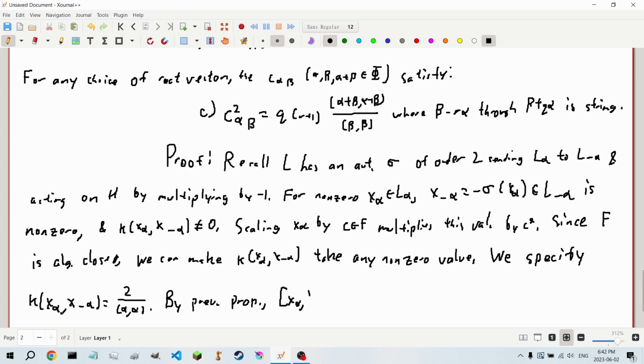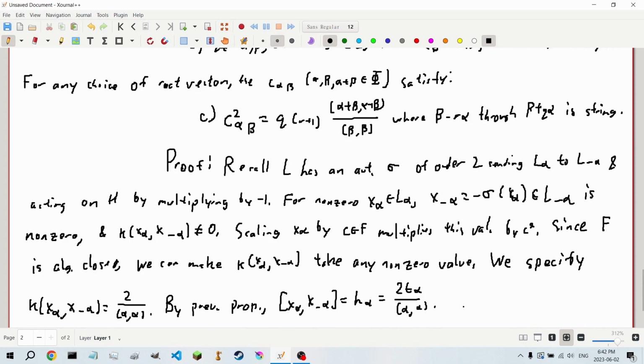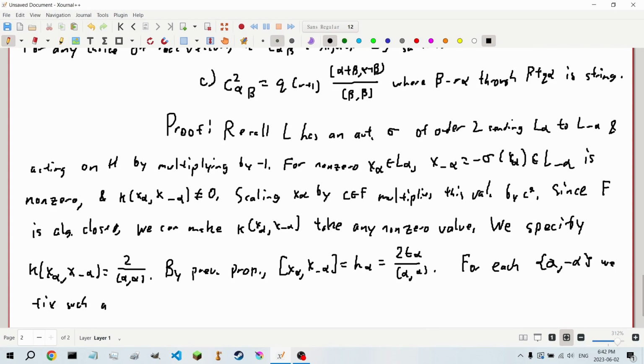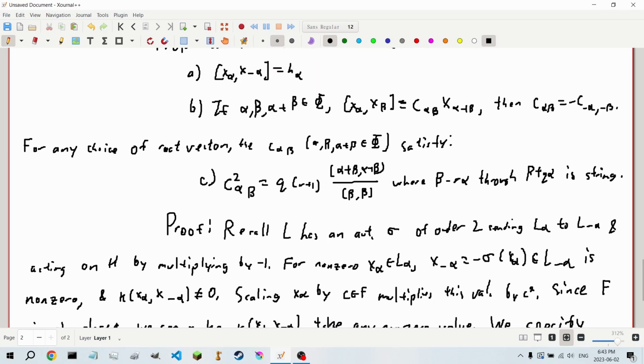This forces the bracket of x alpha and x negative alpha to be h alpha, which you recall is 2t alpha over the size of alpha, the form of alpha with alpha. So for each pair of roots, alpha and negative alpha, we fix such a choice, which gives us what we want: the bracket of x alpha and x negative alpha to be h alpha.